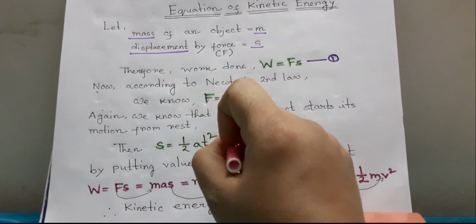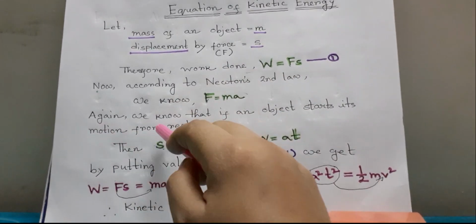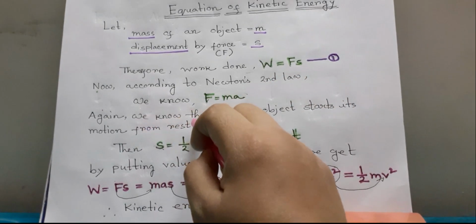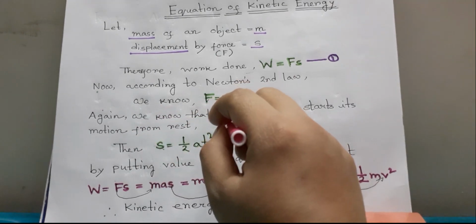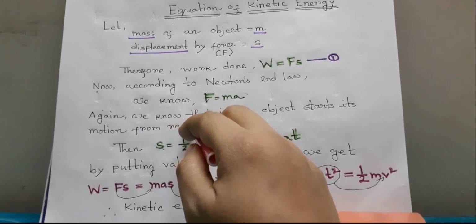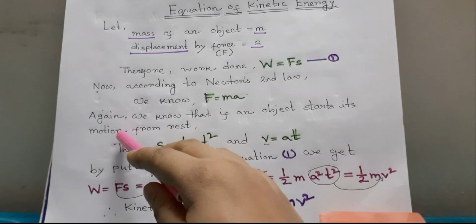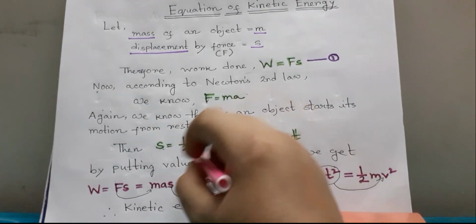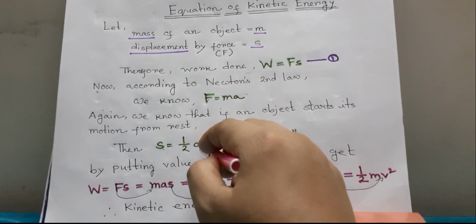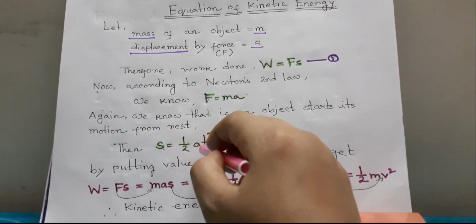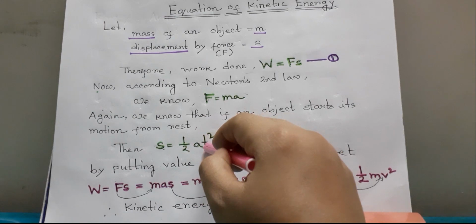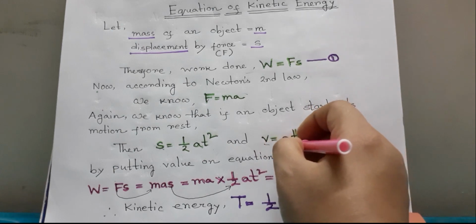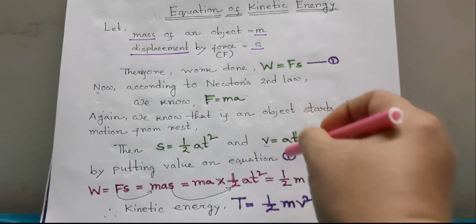Again, we know that when an object starts its motion from rest, that means u is equal to 0 and v has some value, then we get two equations: S is equal to half at square, where S is the displacement, a is the acceleration, t is the time, and v is equal to at, where v means velocity, a is the acceleration, and t is the time.